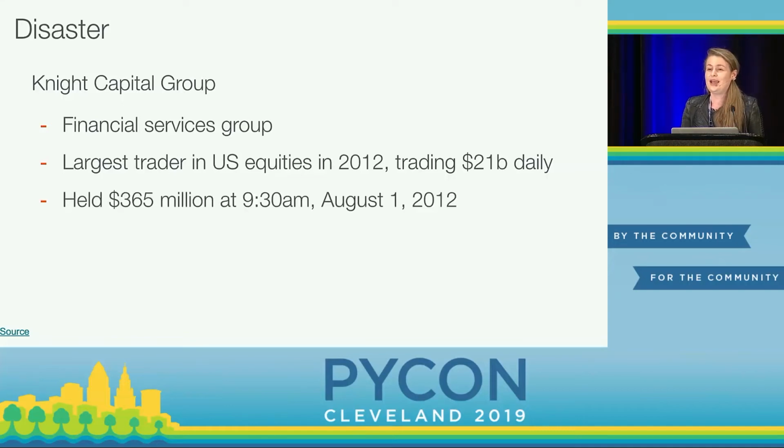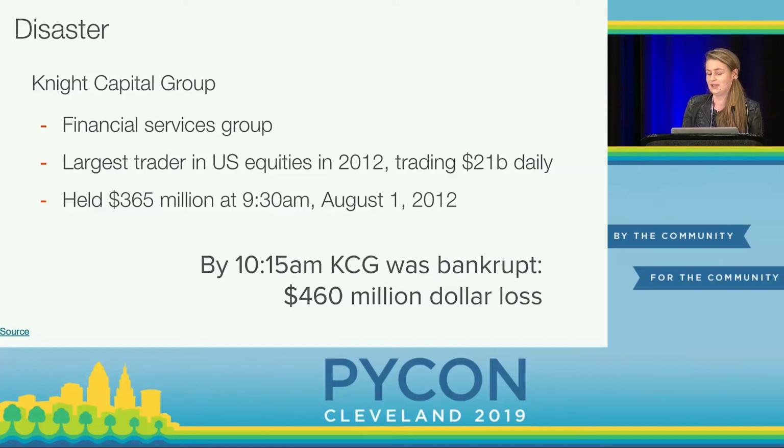At 9:30 a.m. on August 1st, 2012, they had $365 million, right? Pay attention to that time. I'm not just noting it for fun. By 10:15 a.m., they were completely bankrupt. They had a $460 million loss. So that was 45 minutes to completely bankrupt. Why was that? Because of an improperly managed feature flag.